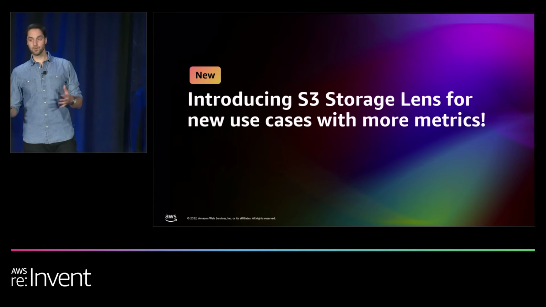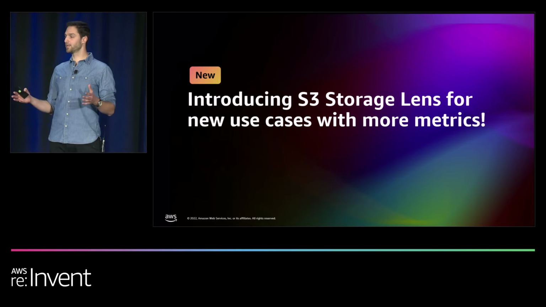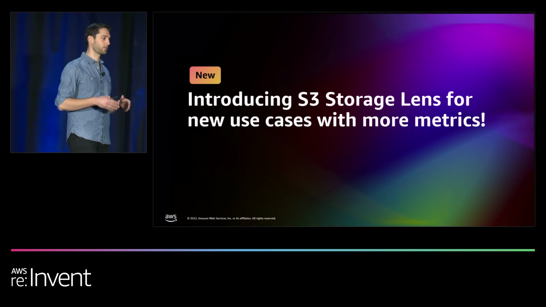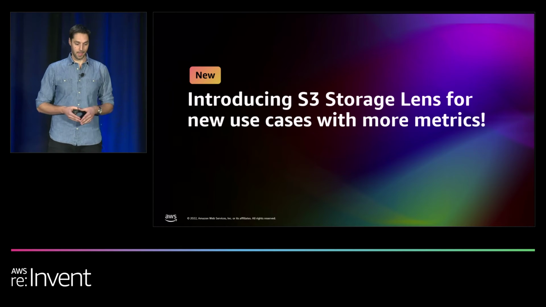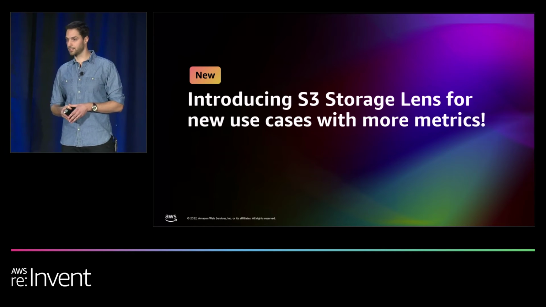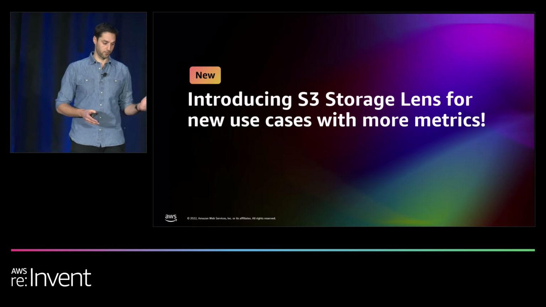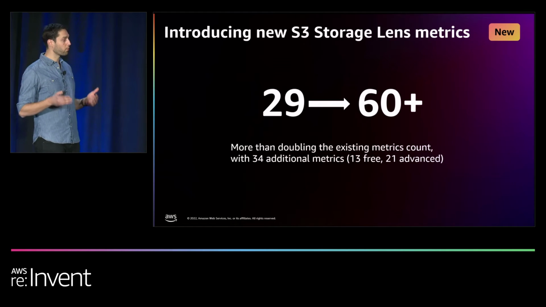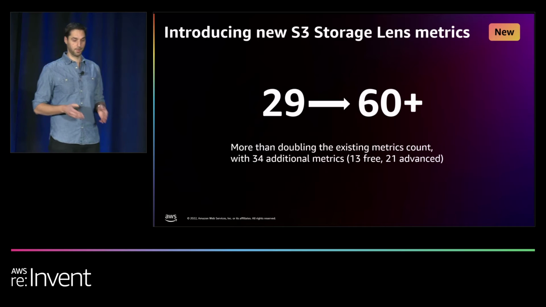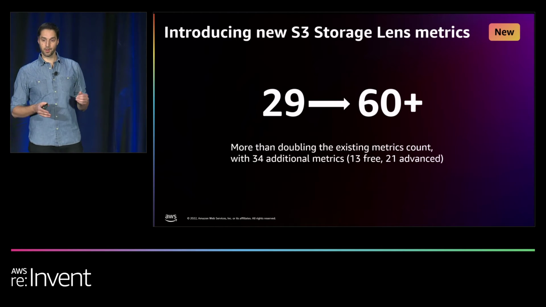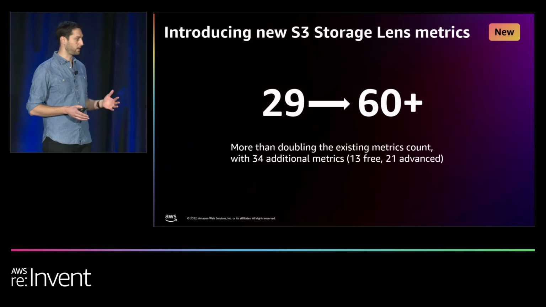While our customers really like the breadth of the metrics in Storage Lens and the use cases it helped them to address, they've been constantly asking us to support more metrics and more use cases. I'm very happy to cover the latest announcement that we had with Storage Lens, introducing new metrics and new use cases for this tool. A few weeks ago, we more than doubled the existing Lens metrics, adding 34 new metrics and bringing the total count to more than 60. 13 of these metrics are included in the free tier, and the remaining 21 metrics are included in the paid tier.